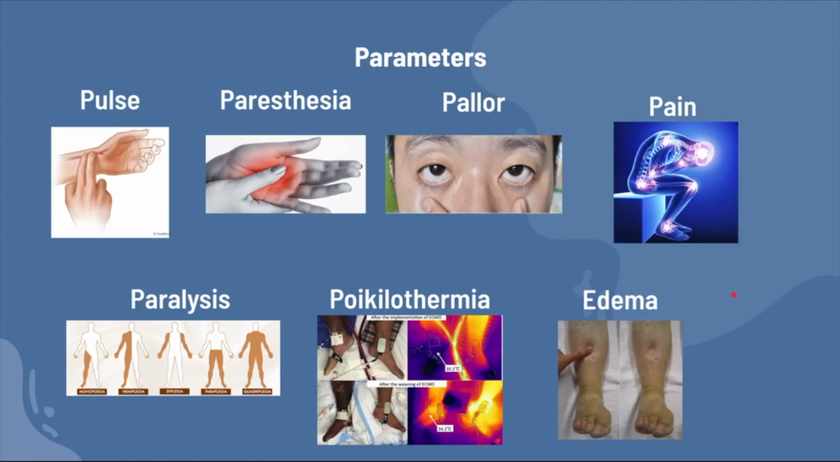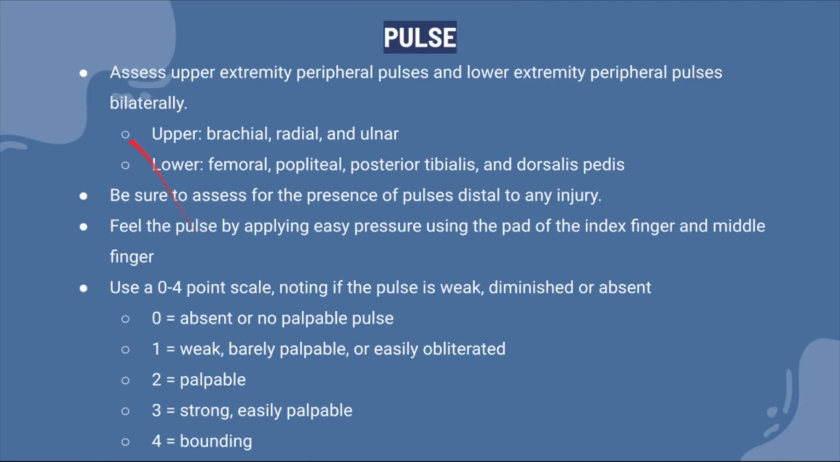There are multiple parameters for neurovascular assessment. The mandatory parameters for assessment include the basic 5 P's, which are the pulse, paresthesia, pallor, pain, and paralysis, though there are also times where the poikilothermia and edema are also assessed. There is no specific order to the assessment, but it is recommended to follow the same order each time so that nothing is missed.